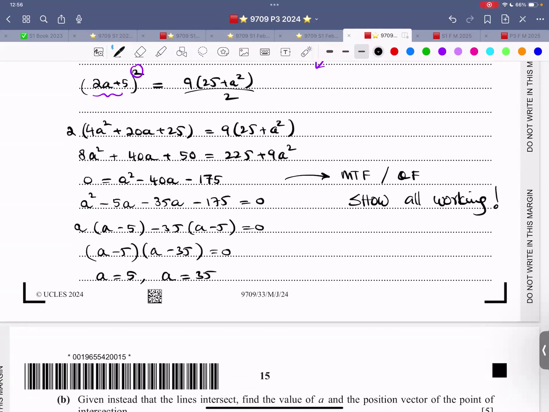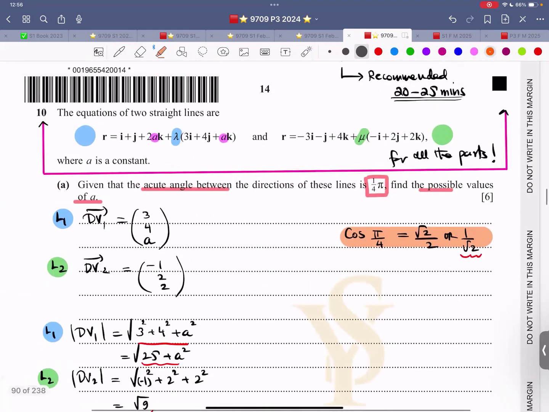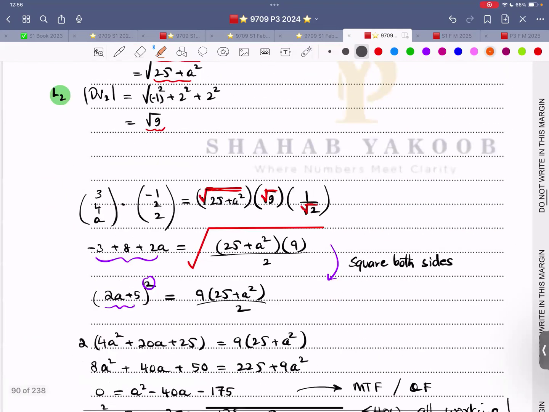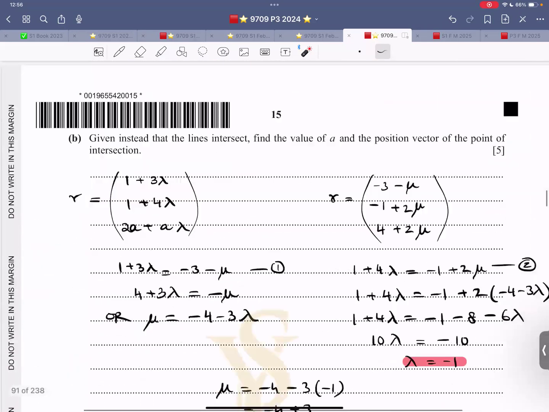So you get A is 5 and A is this thing. So A is 5, A is 35. That is the answer. So basically, it's working with what you call the dot product, the scalar product. Also, let me focus on this. I into I, J into J, K into K, and then you add it up. I skipped this part, so I focused on it again.